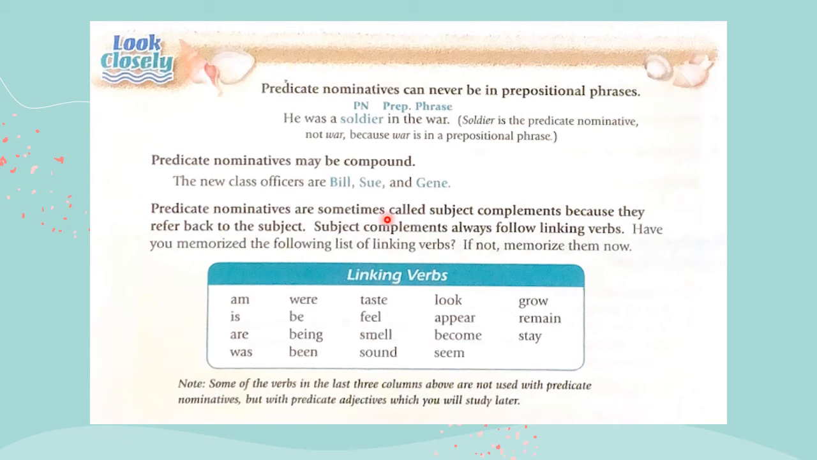Predicate nominatives are sometimes called subject complements because they refer back to the subject. Subject complements always follow linking verbs. Have you memorized the following list of linking verbs? If not, memorize them now. Am, is, are, was, were, be, being, been, taste, feel, smell, sound, look, hear, become, seem, grow, remain, stay. Now notice some of the verbs in the last three columns, starting with taste. The verbs in the last three columns above are not used with predicate nominatives, but with predicate adjectives, which you will study later.